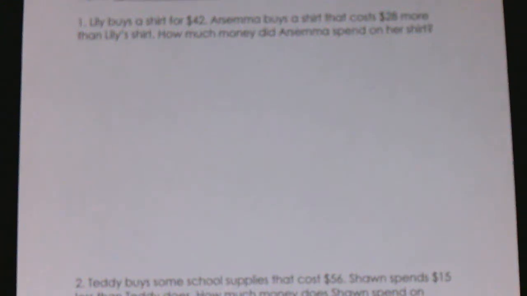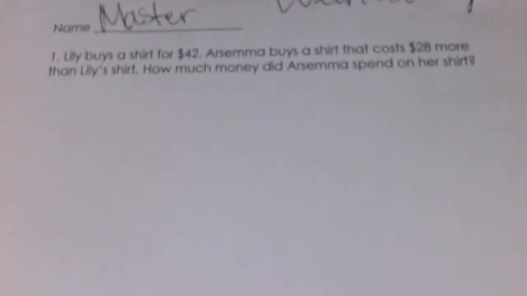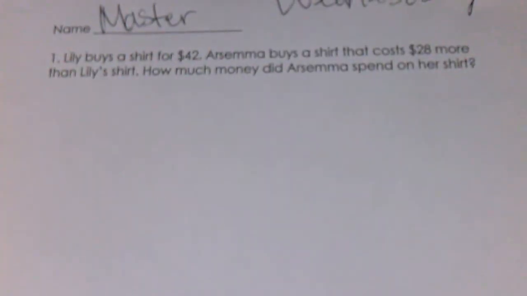Okay, today we are still talking about real world money problems that we're going to solve using bar models. But unlike on Monday, these are just one-step bar model problems. However, these bar model problems are all going to be flagpole bar model problems because we are going to be comparing one thing to another.